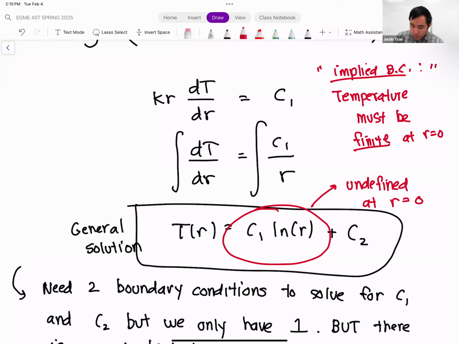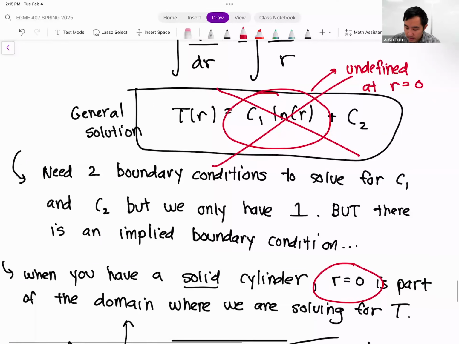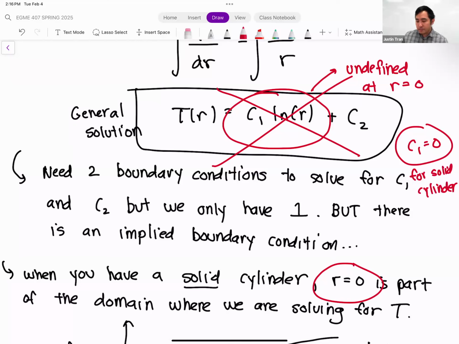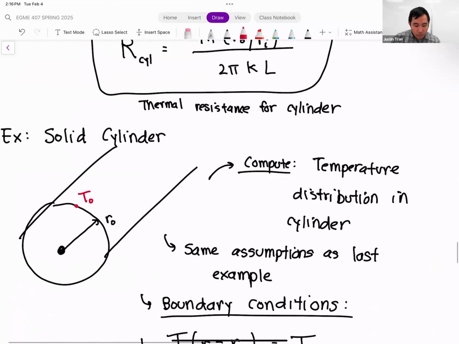So what does that mean? That means the only way that we can get a finite solution is if this term just doesn't exist. So in other words, just based on logic, C1 must be 0 for a solid cylinder. Question, yes. It's constant. And in fact, it's something that we know, which is TO. So the temperature is just going to be TO throughout the entire cylinder. We're done.